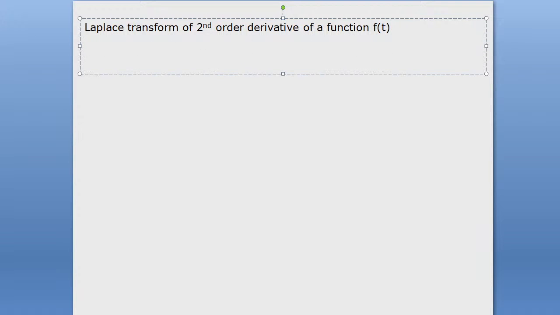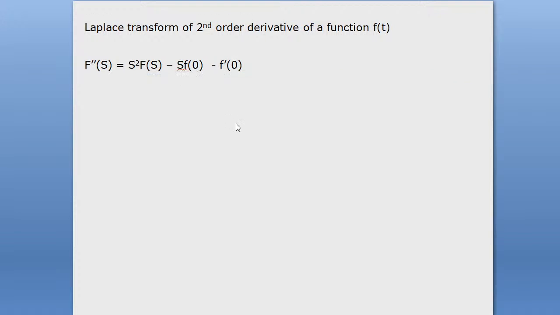In the same approach, suppose you write f double prime. The Laplace transform of the second order derivative equals s squared F of s, minus s f of 0, the initial value of the original function, minus f prime of 0, the initial value of the derivative of the function. Everyone, prove it yourself.